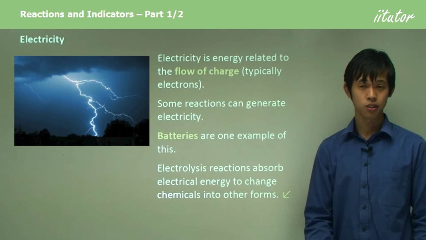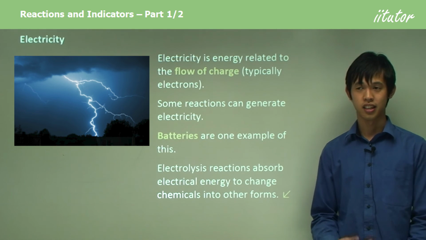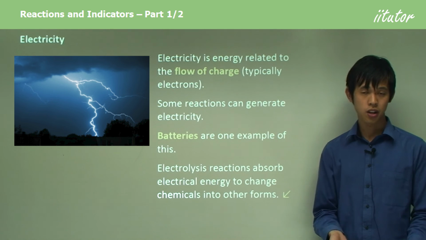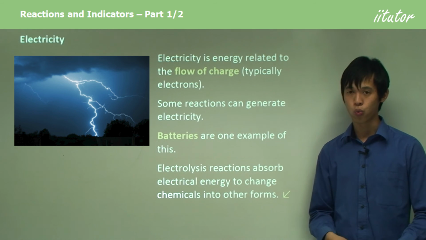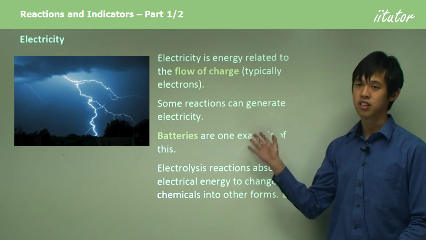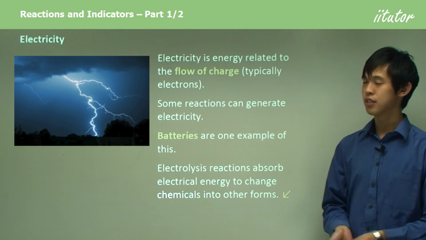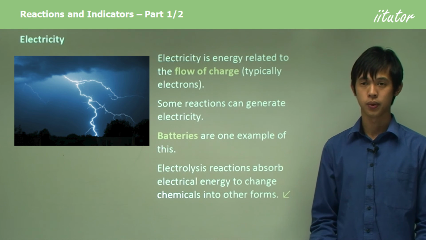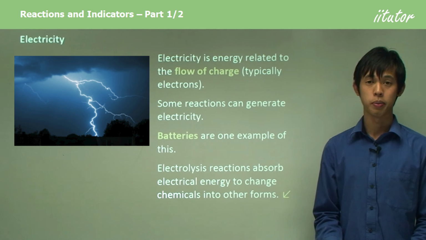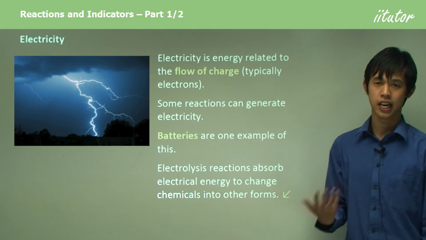So that concludes today's lesson on reactions and indicators. We've looked at how we know a reaction is happening through the different forms of energy that are emitted, produced, or absorbed. We'll move on to the question segment now, and hopefully we can learn some more about these forms of energy and chemical reactions.